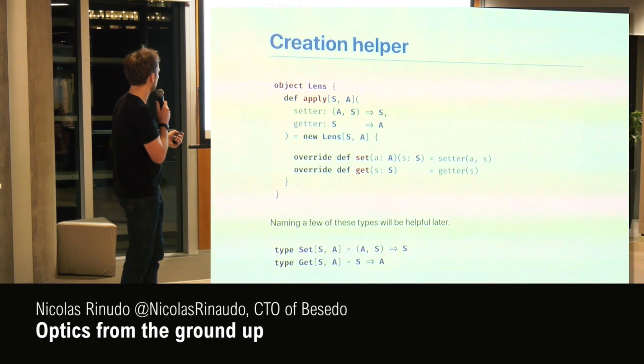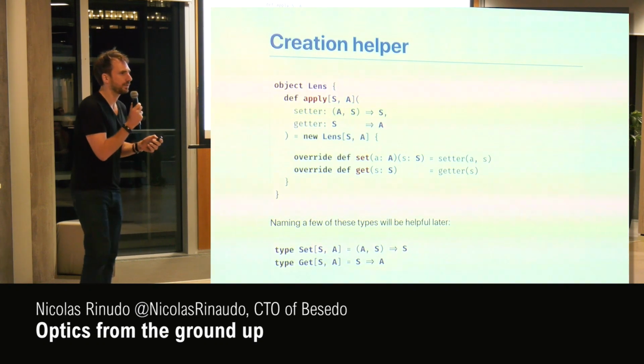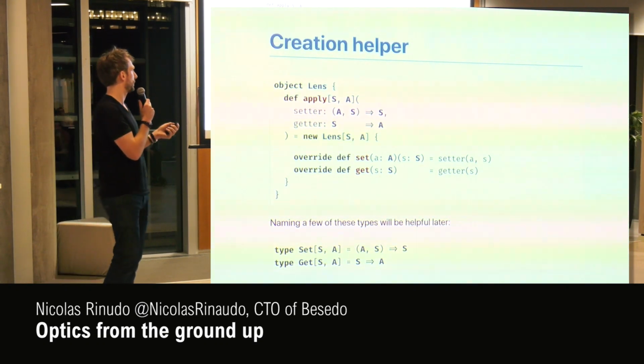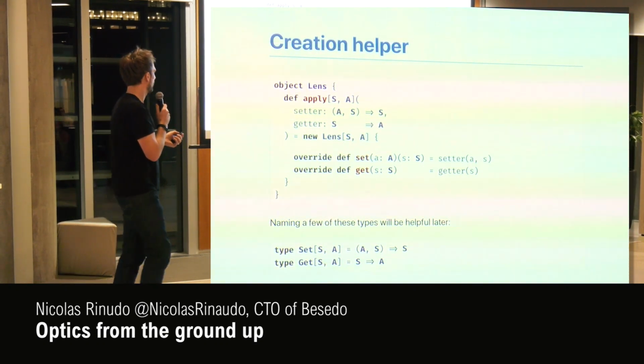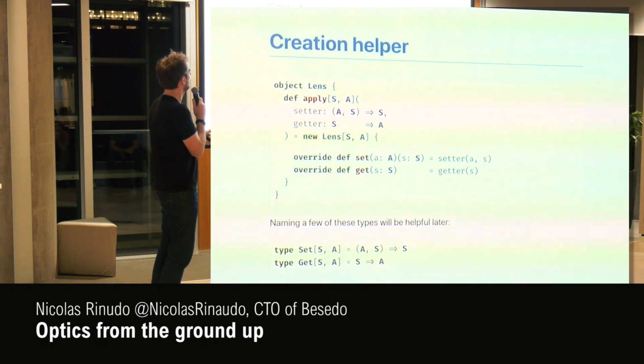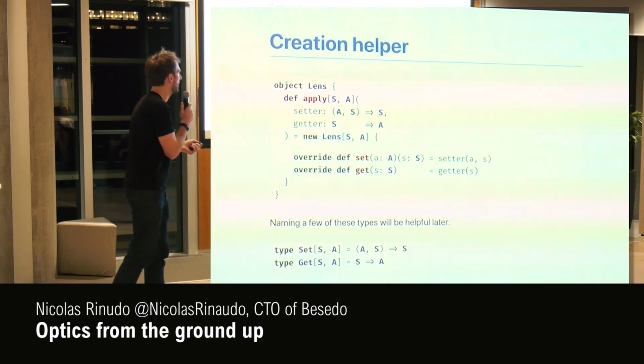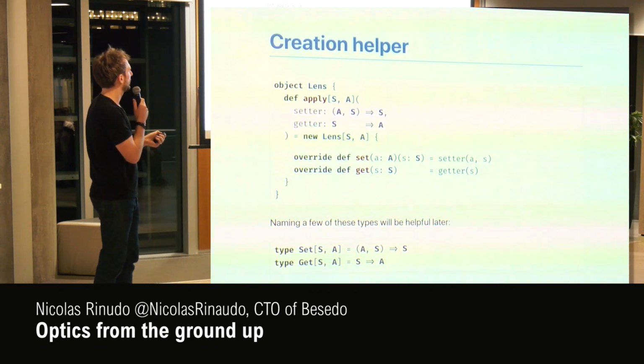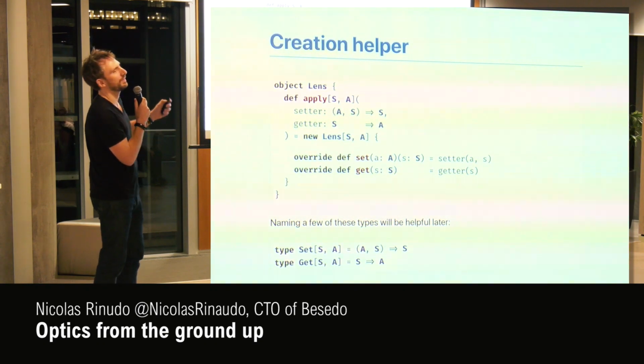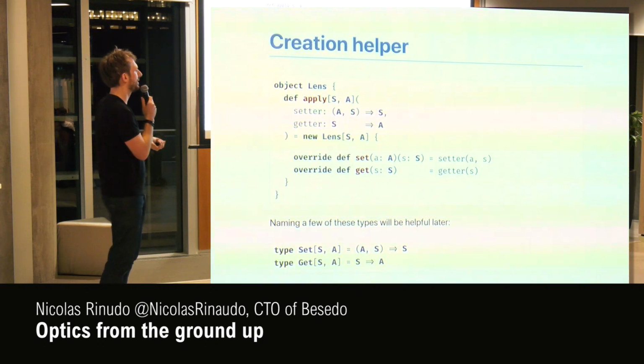But we are going to type alias a few of these because it's going to help us follow, to come up with some intuitions later. So this A and S to S, we're going to call that a set SA, and this S to A, we're going to call that a get. Right, so set is given an A and an S, I set the A in the S, and get is given an S, I extract the A.